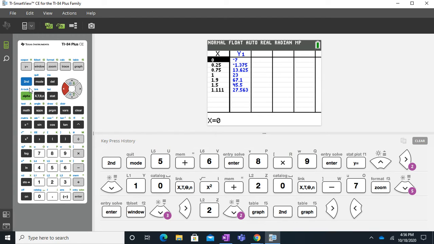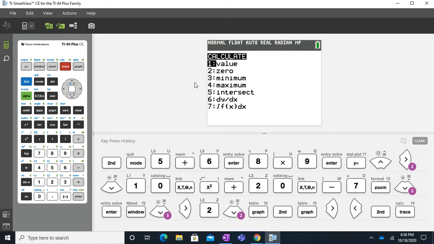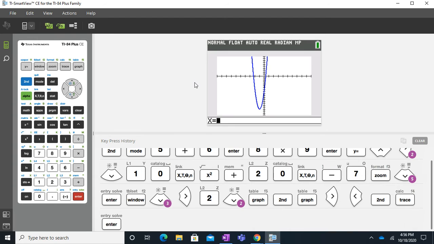So in order to find this option, you're going to press second, and then you're going to press the trace button. So this is going to bring you up what's called your calculate menu, and this is the majority of where our commands are for today. But you're going to go ahead and select option 1, saying that you would like the graphing calculator to find for you a specific value. You can now enter in whatever X you want, and it will immediately tell you what the corresponding Y value is. So the first X value that I had asked you to choose was -2.